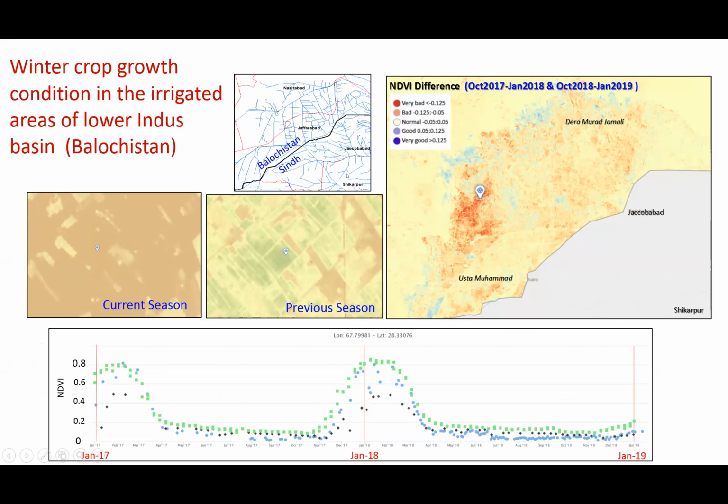Again, here is an example of a comparison of the situation at farm level from Pakistan, 2018 versus 2017. 2018 was a drought year where people lost the sowing of crops because of non-availability of irrigation water, while in 2017 all those areas were irrigated and cultivated.